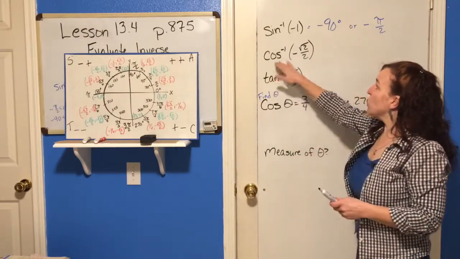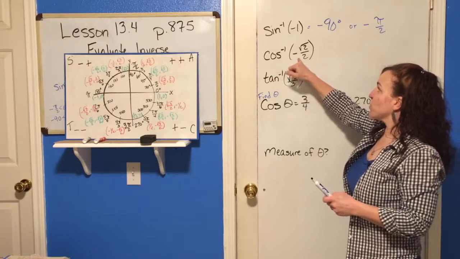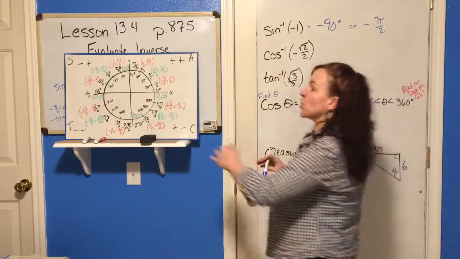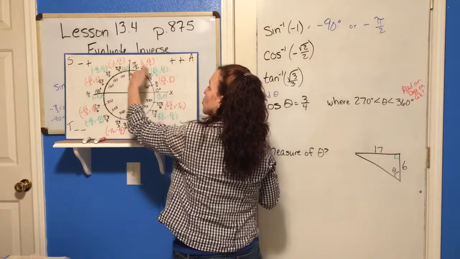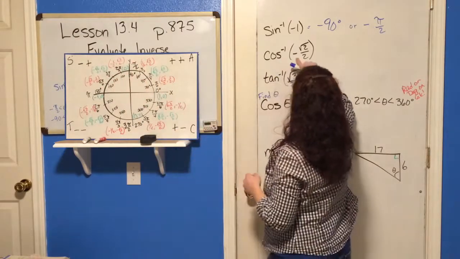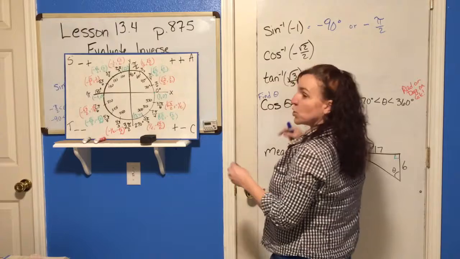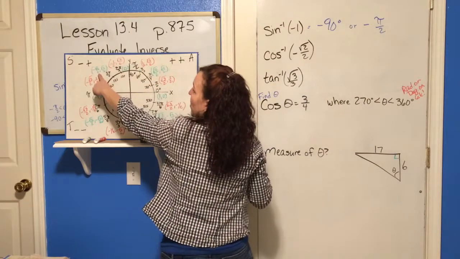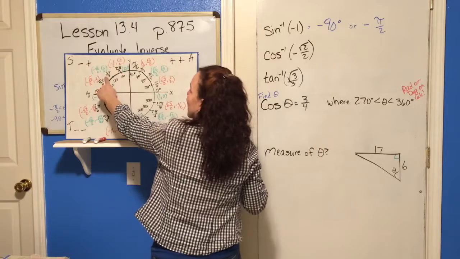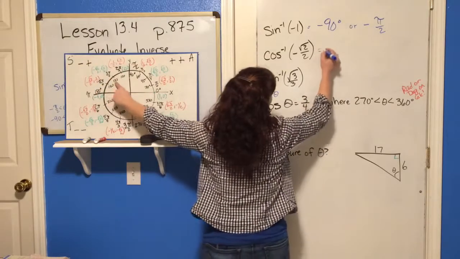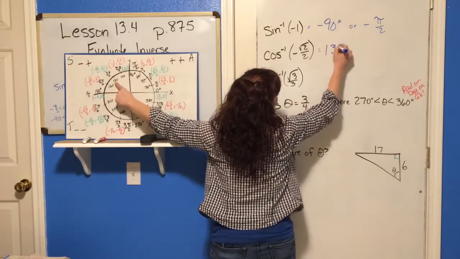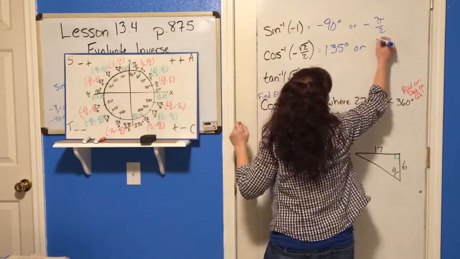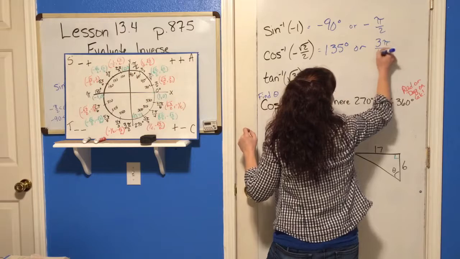So the inverse cosine of negative square root of 2 over 2 is going to be, well, the cosine, remember, we're looking at the first 2 quadrants. And where is the cosine negative square root of 2 over 2? Well, that's where the x is negative square root of 2 over 2, right there. So we're going to put down exactly what we see, either 135 degrees or 3 pi over 4.